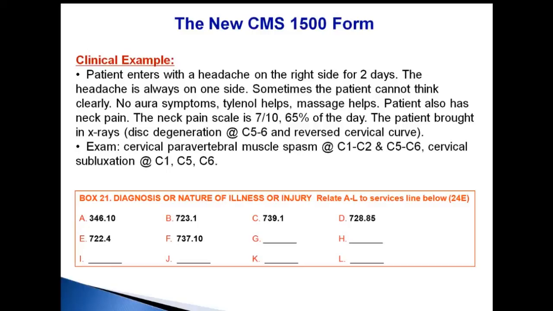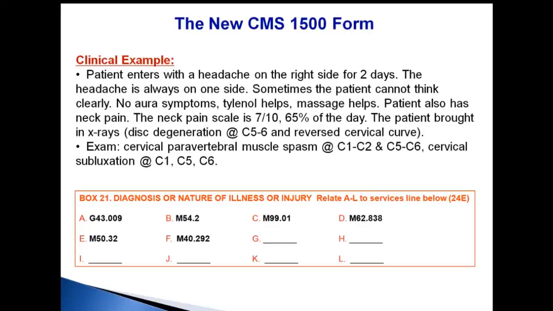So that's how it goes. There's 6 spots there for box 21. As far as the CPT code being attached to this, if you adjusted the patient's cervical spine, that would be 98940, and then you would put A through F as far as the pointer in 24E.